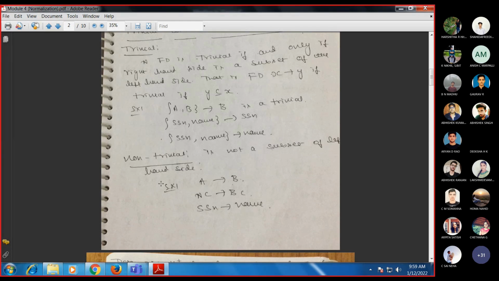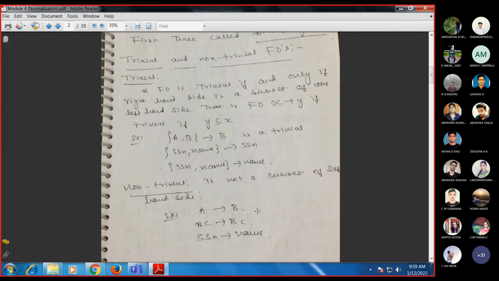Next, non-trivial functional dependency. The non-trivial functional dependency means the right hand side attribute is not a subset of the left hand side attribute here. For example, you can see here A determinant B. B is the right hand side attribute, A is the left hand side attribute. B is not a subset of the left hand side, right? So this is non-trivial. Next, BC. All these two together is considered as one single. BC is not a subset of what exactly? The left hand side. Then it is non-trivial. Then name. The name is not a subset of the left hand side.